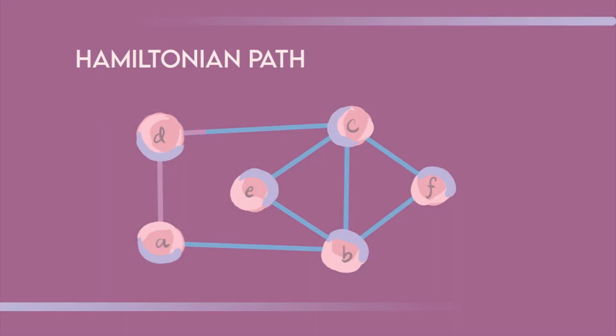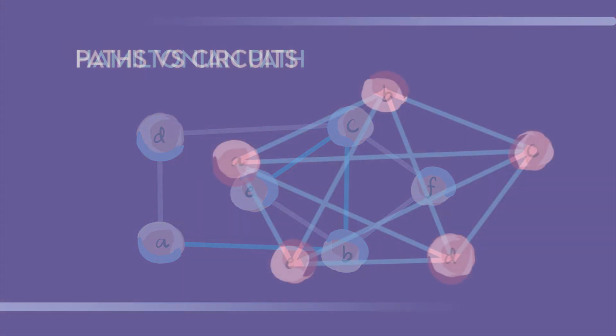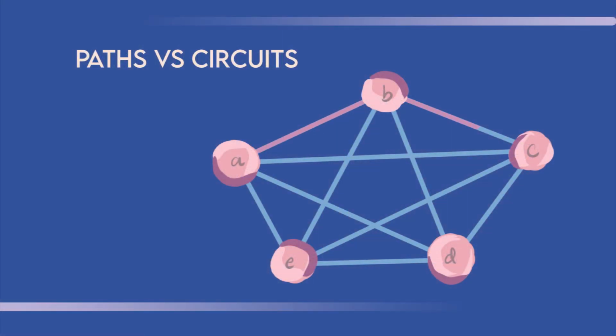A Hamiltonian path, on the other hand, is a path that visits every vertex once, with no repeats. The difference between a path and a circuit is that a circuit must end right back where it started, whereas a path can be open-ended. An Eulerian circuit, then, is an Eulerian path that ends at the starting vertex. And a Hamiltonian circuit, then, is a Hamiltonian path that ends at the starting vertex.